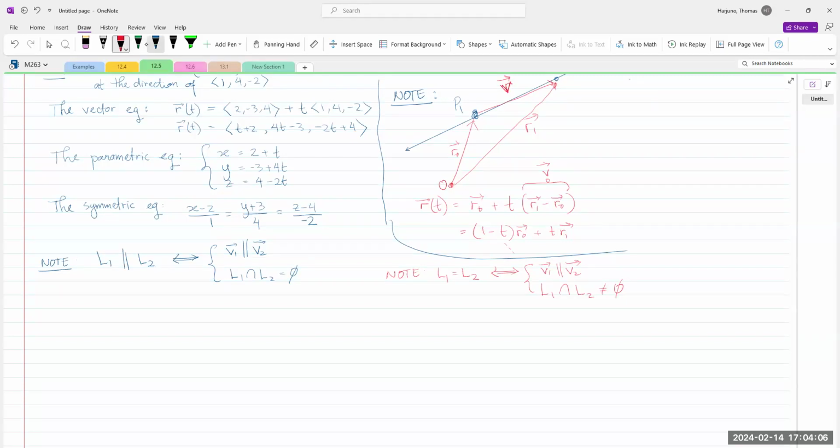Now, we will work on this first case first. Suppose, for example, this is example number 2. We have line 1 given by r1(t), we call that the t parameter, equals (2, -3, 4) plus t times (1, 3, -2). And then another line, line 2, that's r2(s), not t. I cannot use the same parameter.